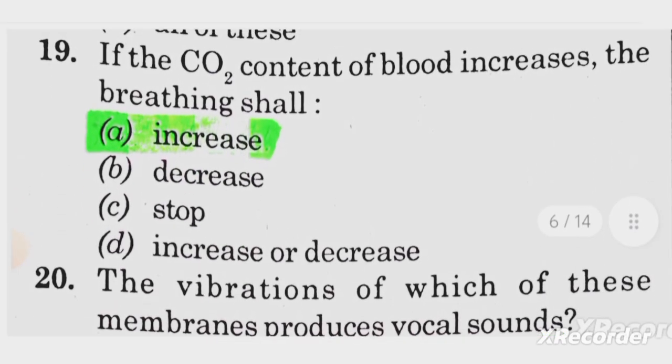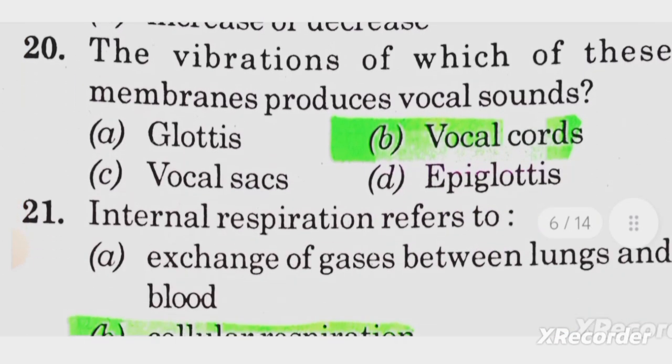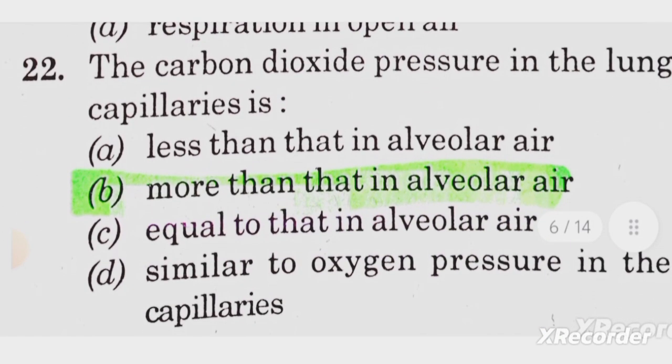Next, 19. If the CO2 content of blood increases, the breathing shall answer A, increase. Next, 20. The vibration of which of these membranes produces vocal sound? B, answer vocal cords. 21. Internal respiration refers to answer B, cellular respiration. Next, 22. The carbon dioxide pressure in the lung capillaries is answer B, more than that in alveolar air.